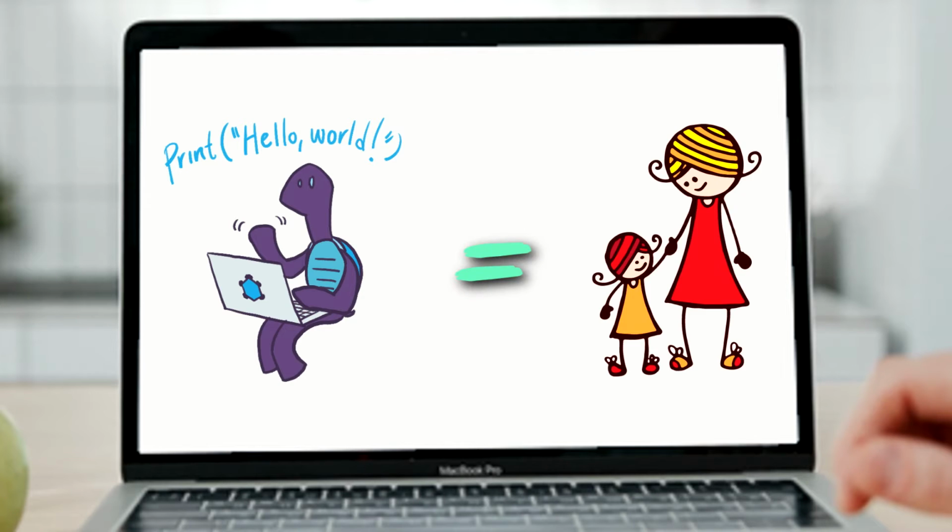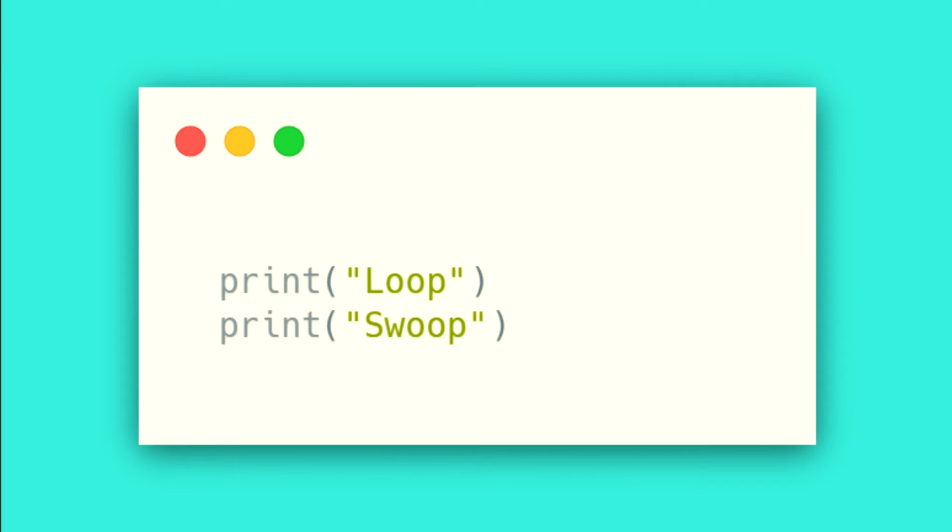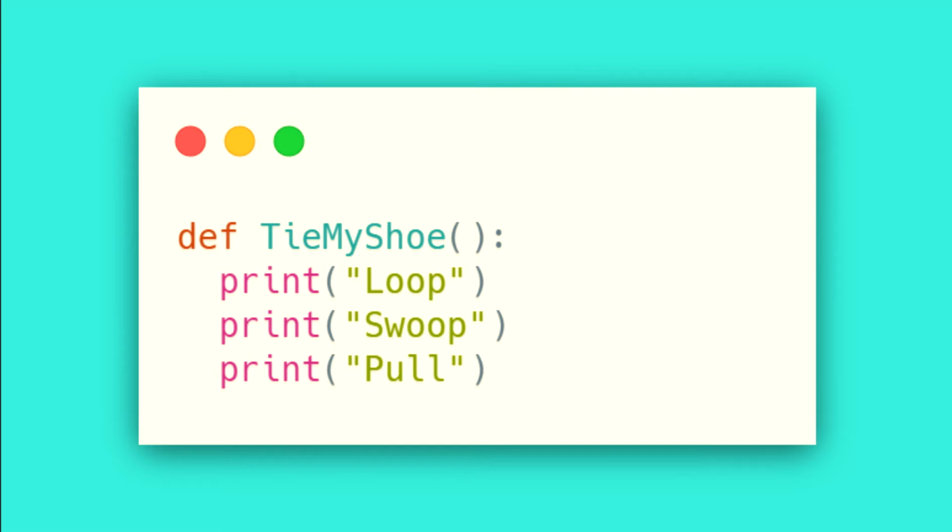So I guess you could say programming a computer is like teaching a kid. At first, you would have to give it a set of instructions. In this case, loop, swoop, and pull. And then you could just make those instructions into a function called tie my shoe. This way, you don't have to repeat the same thing over and over again.